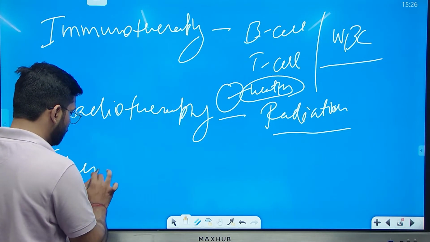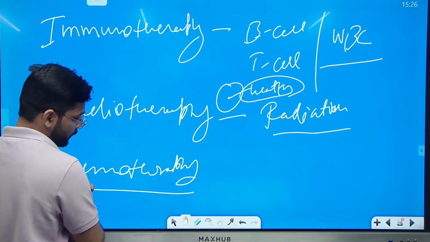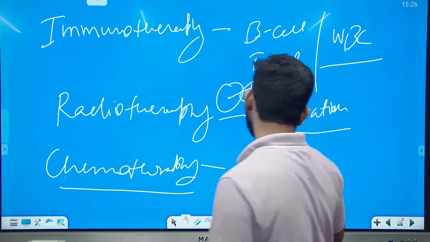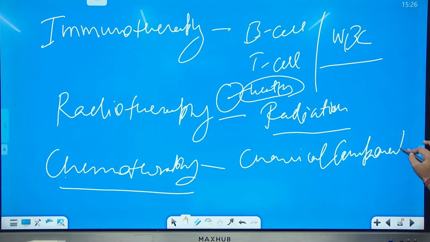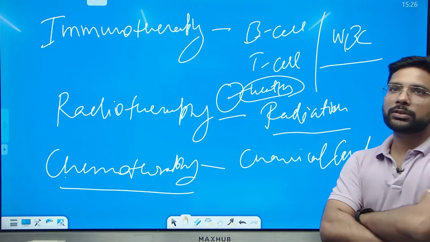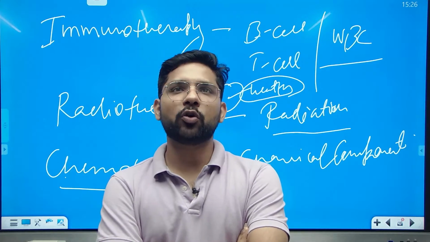Next is the chemotherapy. This most famous therapy uses the chemical components and the radiations. Chemotherapy by usage of the chemical components and the different kinds of radiations. These are three common methods.